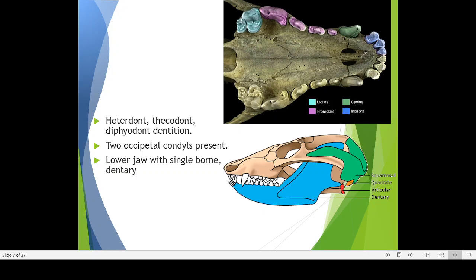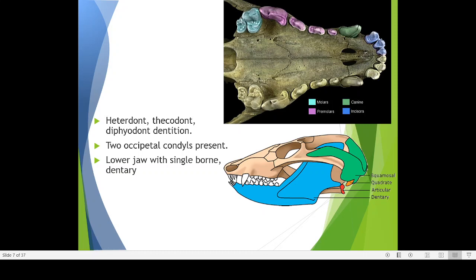And theco means socket, just like the socket of a plug. So all the teeth in the body of a mammal are placed in a hole, or placed in a socket. And that kind of teeth is known as thecodont. That is the second point, thecodont. So going to the mammals, the teeth are heterodont, which means different types of teeth. Then they are thecodont, which means teeth are placed in a socket.